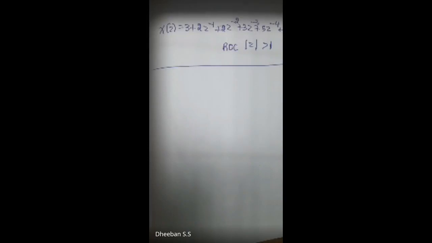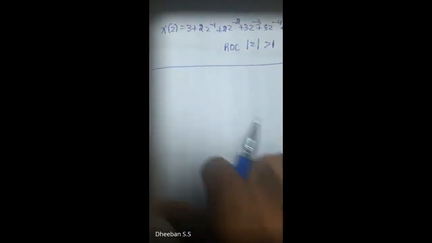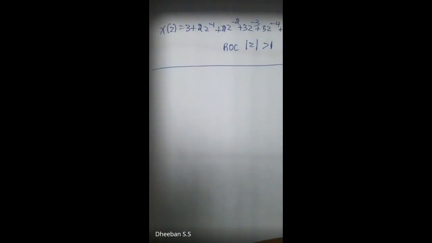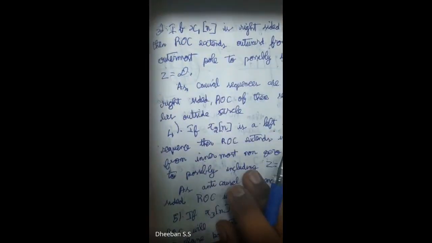Greetings students. Today, in the last class we have seen about the Z transform. Then we have seen about the ROC, the region of convergence. We have also seen the properties of the ROCs. We have covered those things also.